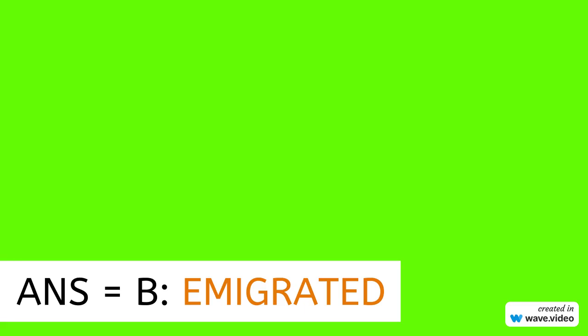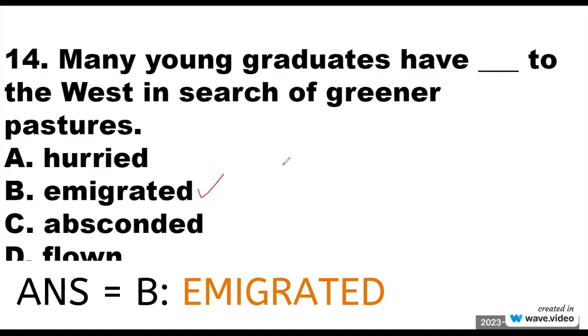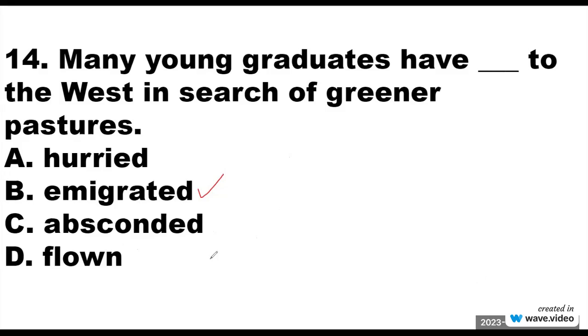Okay. Yes, so that's actually it, you cannot say they absconded. When someone absconded, the person has just run away illegally, if you like. Question number 15 is the next one.